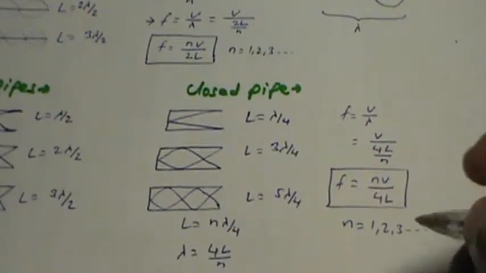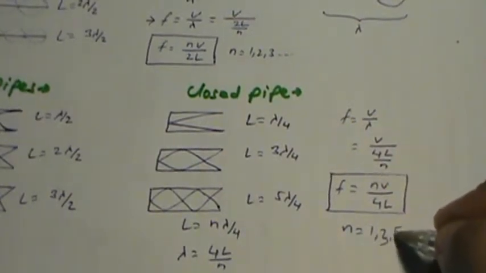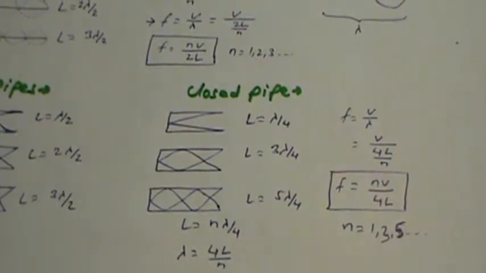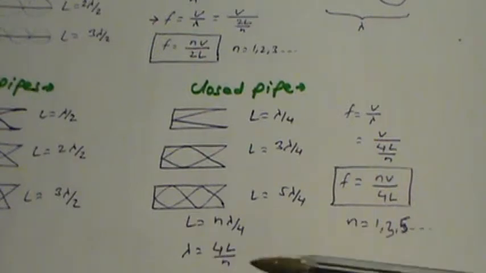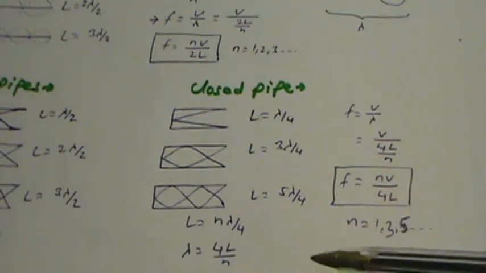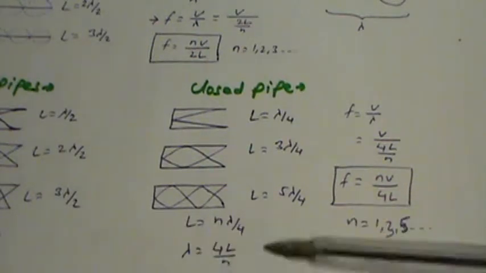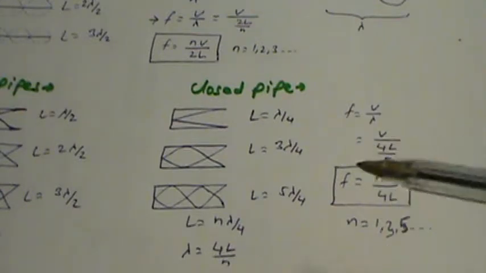And I wrote it wrong. This should be 1, 3, 5. So L equals n lambda over 4, where n equals 1, 3, 5, 7, 9, and lambda equals 4L over n, and you can again calculate the frequency.